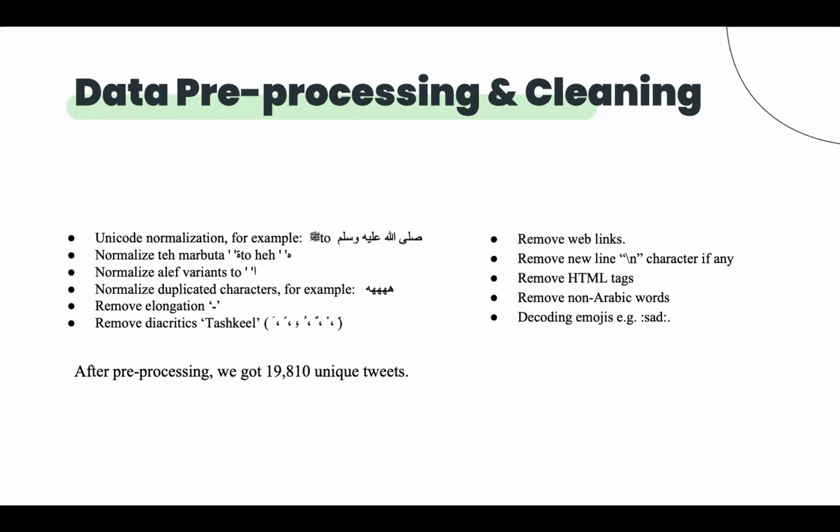So we needed to remove the web links, the white spaces, HTML tags, and so on. After pre-processing, we got about 20,000 unique tweets. So we used these clean tweets and we started the annotation process.